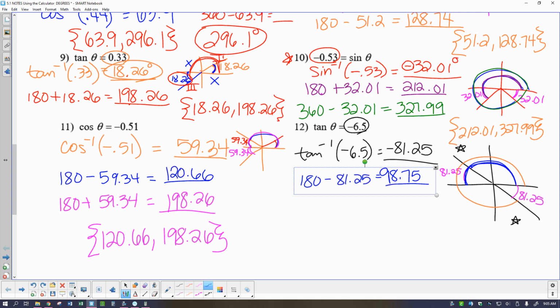98.75. Then for the orange, I want the whole angle that ranges from here to here. If I extend, I have 360. If I do 360 minus the 81.25, that'll give me what's left over. So minus 81.25 for that one.